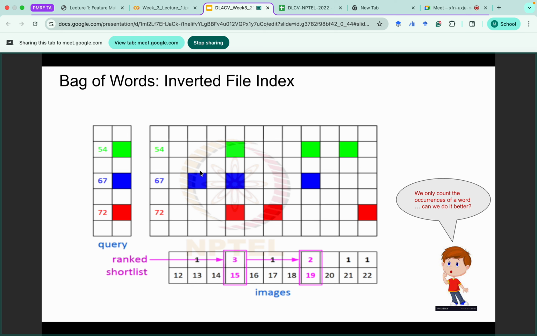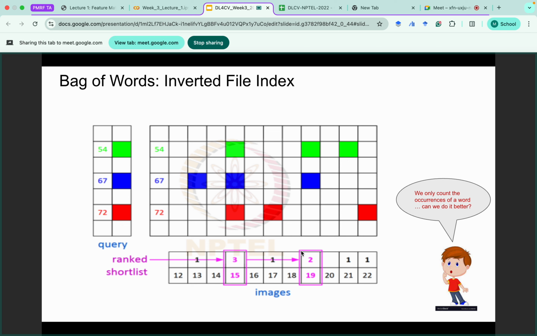Yeah, this is also a similar thing where if this is my query vector, the 54th, 67th and 72nd words are there. This is my repository. So I am seeing which images in my dataset have this word 54. If it has, then I increase the counter by 1. So first I check my first visual word, then the second visual word and the third one which I have in my query image. Based on that, I get these scores, and then I rank them based on the similarity scores and retrieve them.